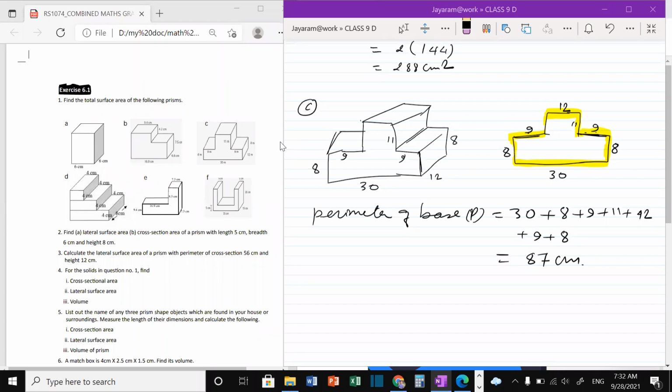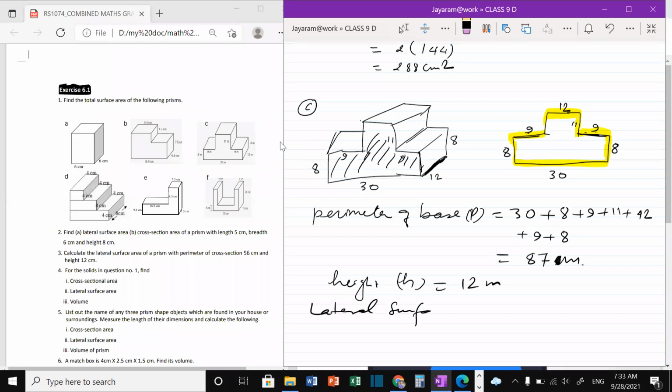Okay, now height. I will tell you, this will be the cross section and the height of the prism will be here. That means 12 meter. This is not centimeter, meter is given in your copy. Now LSA, lateral surface area, will be perimeter into height, that is equal to 87 into 12. Okay, please, somebody multiply this, meter square.